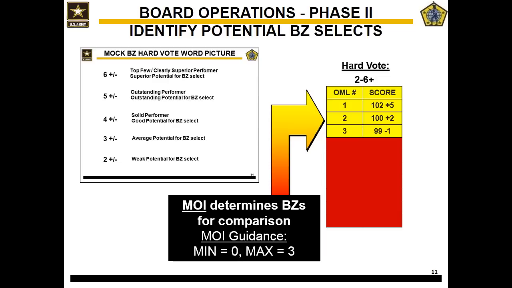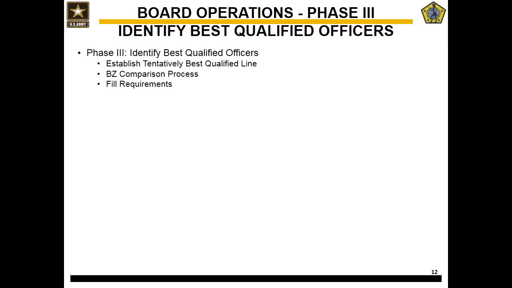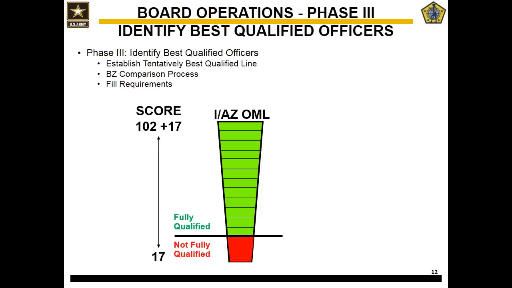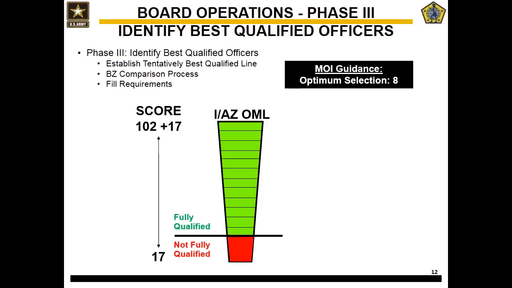That brings us to phase 3, where the board identifies the best qualified officers to meet the needs of the Army. The first step in phase 3 is to establish a tentatively best qualified or TBQ line on the in and above zone OML. The TBQ line is determined by the optimum selection opportunity as defined in the board's MOI. In this example, the board's optimum selection opportunity is 8 officers. The TBQ line is then drawn between OML positions 8 and 9 on the in and above zone OML. The TBQ line serves to identify the in and above zone comparison group for the BZ comparison process, which is the next step in phase 3.